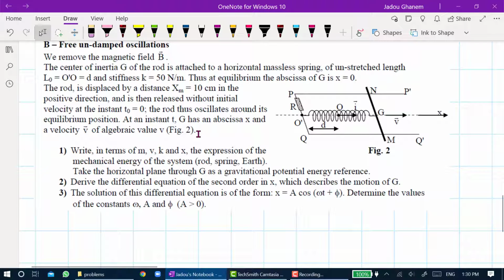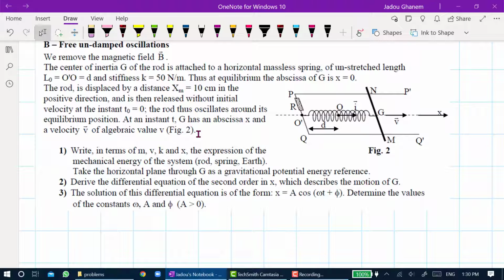In part B, they said that we have undamped oscillations. We remove the magnetic field B, so no more magnetic fields in this region. The center of inertia G of the rod is attached to a horizontal massless spring of unstretched length L0 equal D, as you can see on the figure. And the stiffness is k equal 50 Newton per meter. Thus, at equilibrium, the abscissa of G is x equal 0.